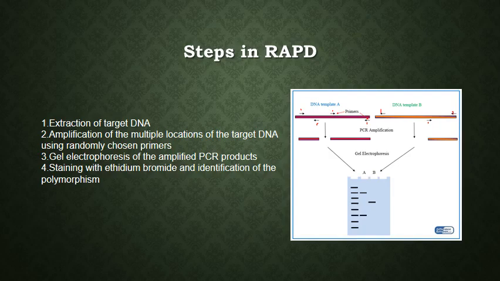Ethidium bromide is an intercalating agent that binds with the DNA and allows us to visualize the DNA under UV radiation. So this identifies this particular polymorphism. As a result of variation in primer annealing, different fragments with different lengths are generated during the amplification. Hence, banding patterns on the gels are different among individuals and species. Thus, RAPD enables the detection of genetic variation among organisms for identification and differentiation.